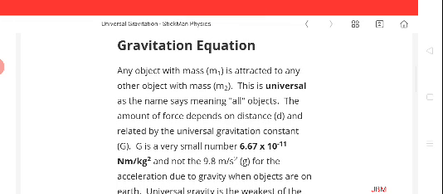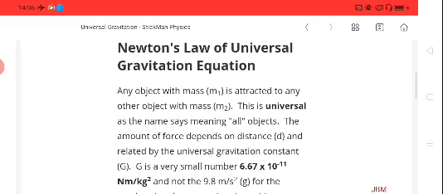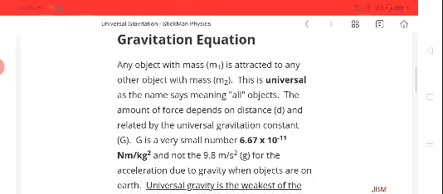So any object with mass m1 is attracted to any other object with mass m2. This is universal, as the name says, meaning all objects. This means that all objects present in this entire universe attract each other. There is an attractive force existing between all objects present in this universe. That is why this law is given the name of universal law. It is called Newton's law of universal gravitation.